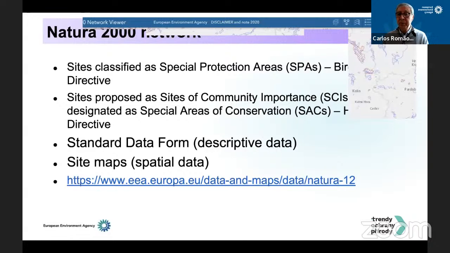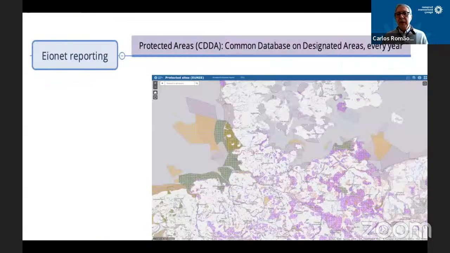And we also have a viewer. Here I focused a little bit on Czechia, where you can make specific searches on names of sites or a particular species or a habitat type, and you can obtain this information online. I think it's an ArcGIS online application. So this was a very quick overview of the data we collect from the reporting obligations.